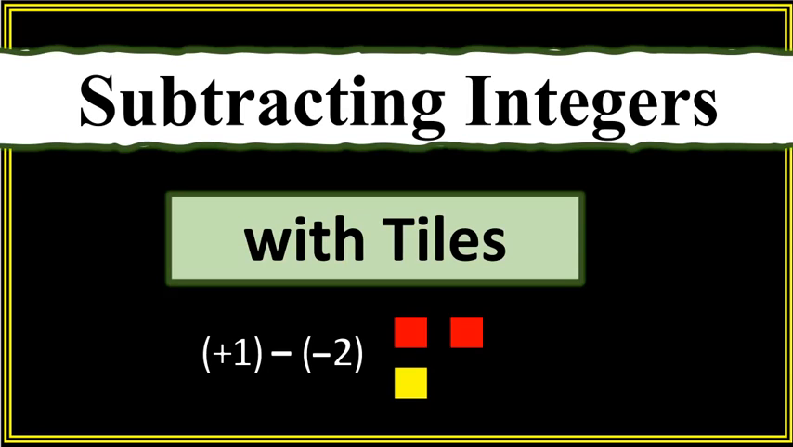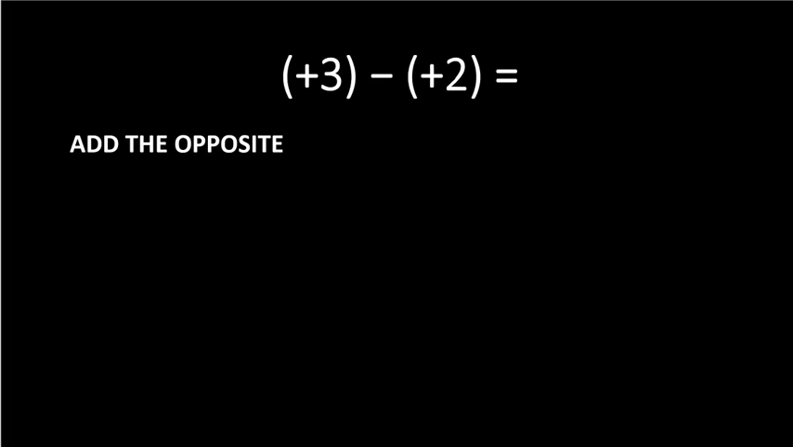Today I will show you how to subtract integers using tiles. Our first example is positive 3 minus positive 2. When we are subtracting integers, we always add the opposite.